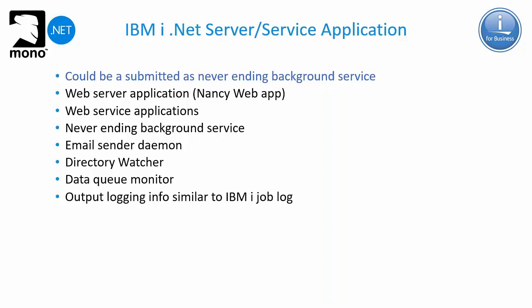Those are typically submitted to the background. They might run as a batch job when you kick it off or something like that. Like we used to say, we used to call them NEPs, or never-ending programs, right? Sits in the background, runs as a batch job. It might be an email sender, might be a directory watcher, might be monitoring data queues. And then typically they might be logging to a file or maybe out to an IFS file or something similar.